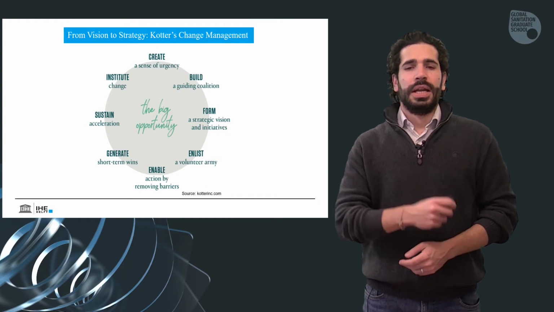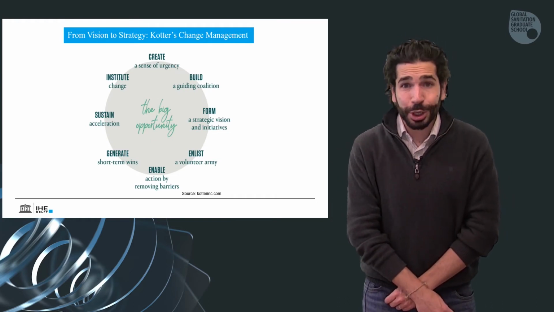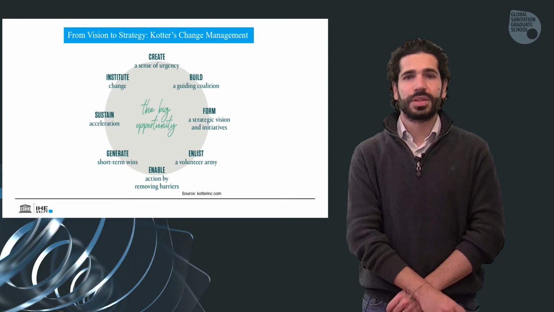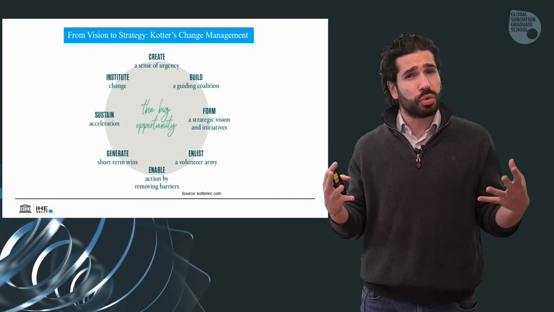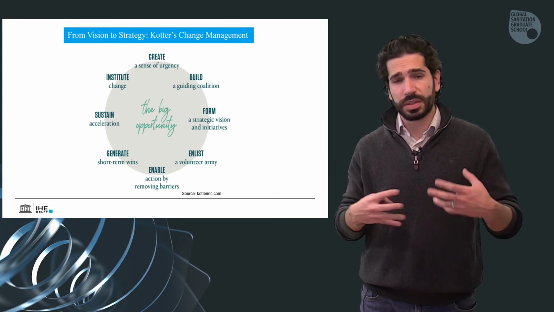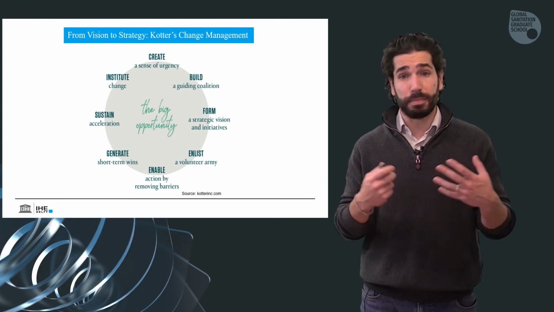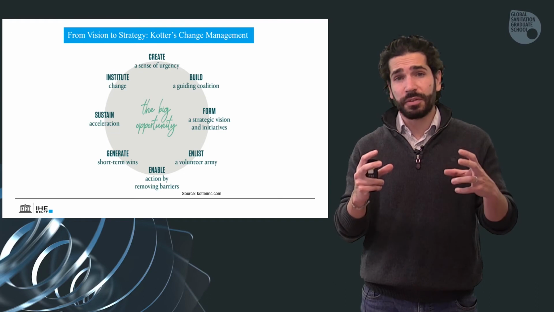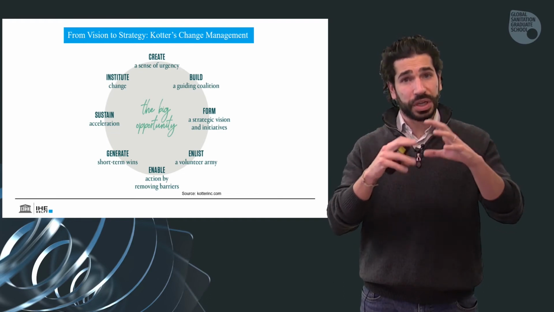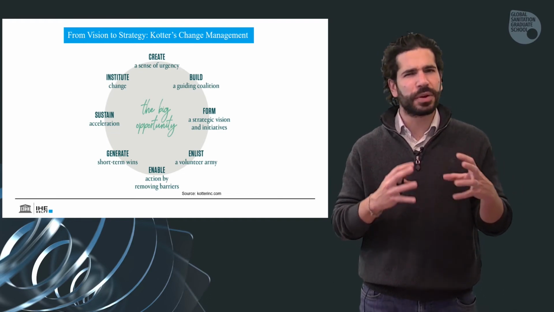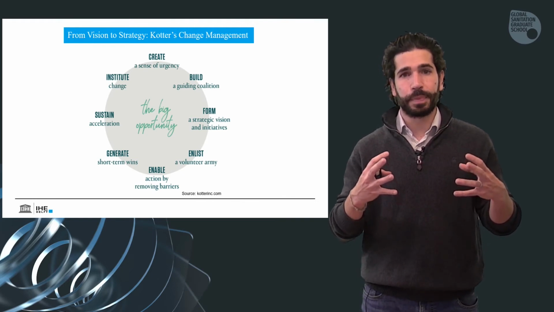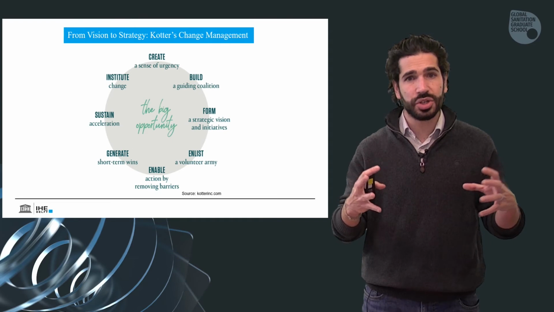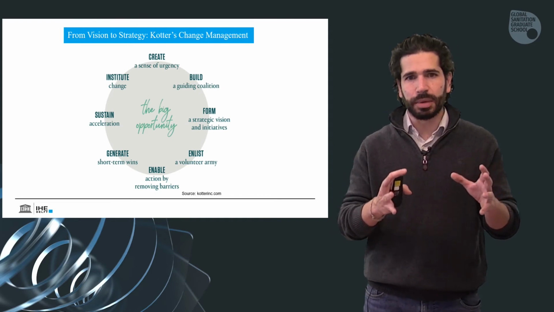Now we walk into this, turning your vision into a strategy. We're going to look at Kotter's change management strategy. It's one of the more well-known change management frameworks that are used. There are many. This one is particularly useful in organizational contexts in which there is a degree of trust among the people working in the organization, and your desire for change is medium.